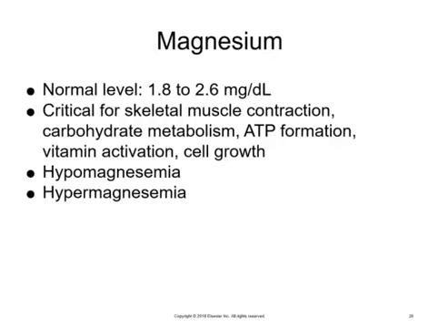Magnesium, normals 1.8 to 2.6. Again, I know I mentioned it before, but you need to check out those modules that are loaded on Blackboard and be looking in your textbook and memorize your lab values. Okay, so magnesium is critical for skeletal muscle contraction, carbohydrate metabolism, ATP, adenosine triphosphate formation, vitamin activation, and cell growth.